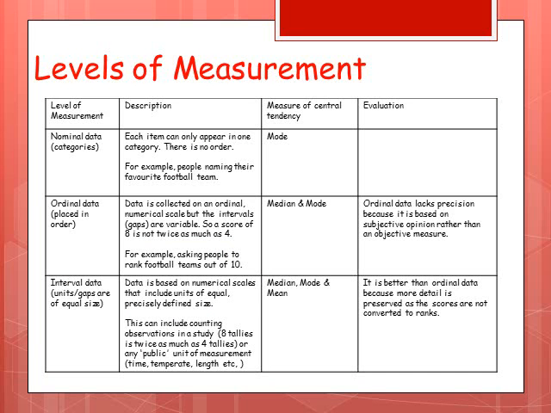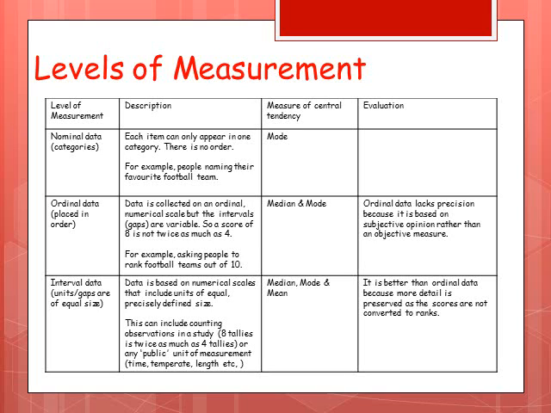So levels of measurement. So you need to be aware of nominal, ordinal and interval data. So nominal is data in categories. So each item can appear in one category. There is no order. So people name their favourite football team or their favourite colour. Generally, the measure of central tendency you will use is mode, the most common.